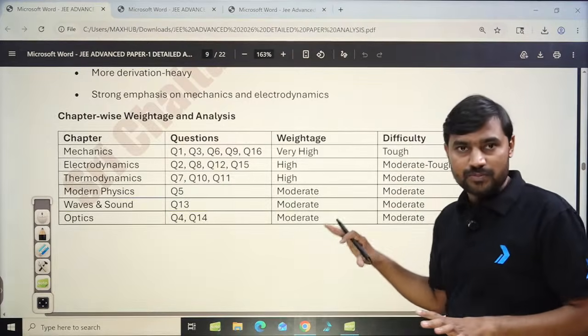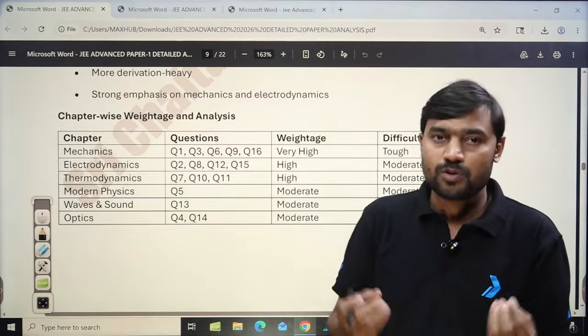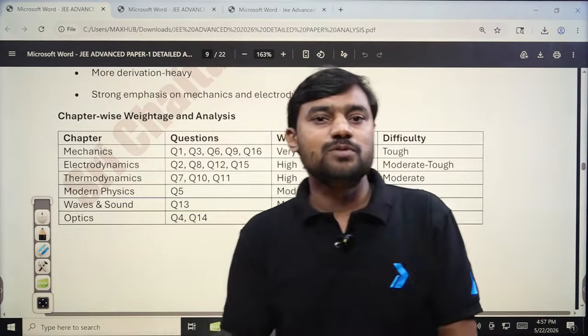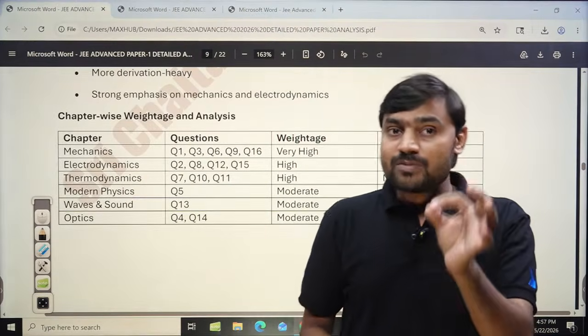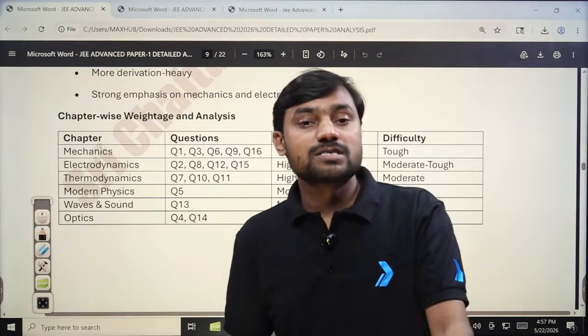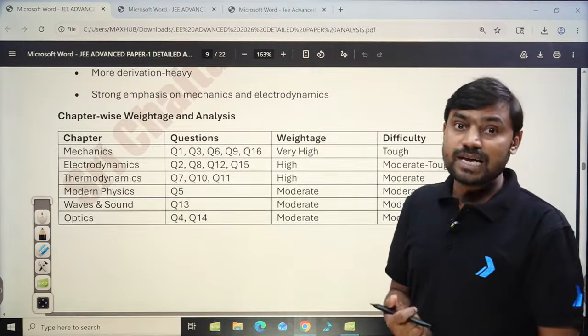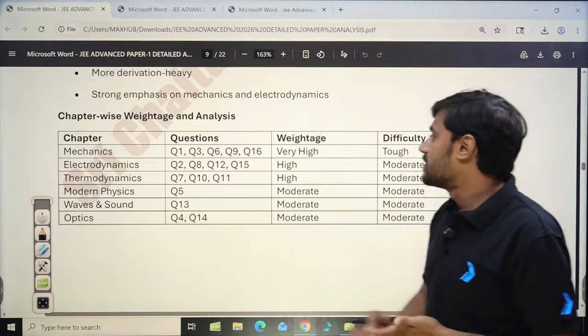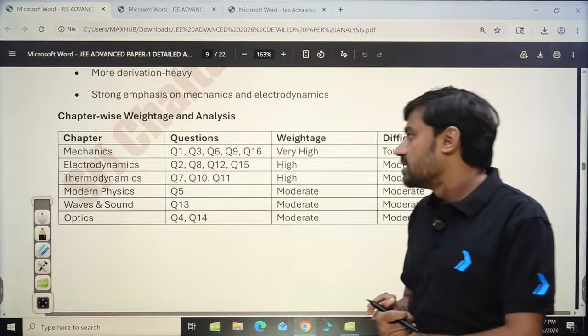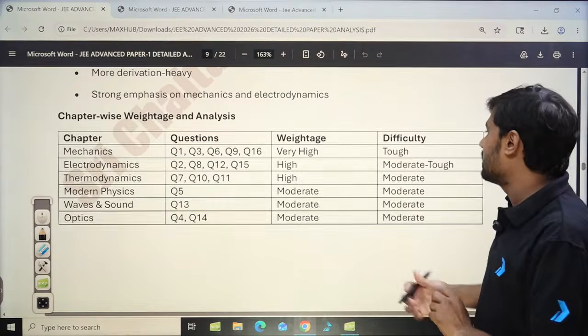Difficulty was tough because there was a question from rotation, and in rotation it was from rolling motion, right? That was conceptual along with some calculation. That was a very lengthy question, right? From electrodynamics, here were 2, 8, 12 and 15. From thermodynamics, 7, 10 and 11.